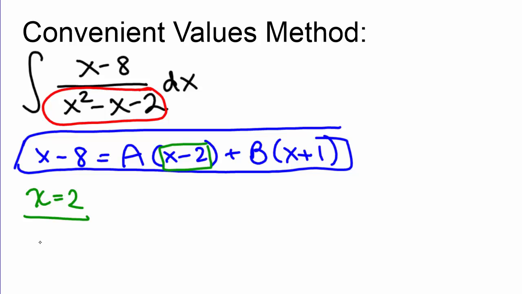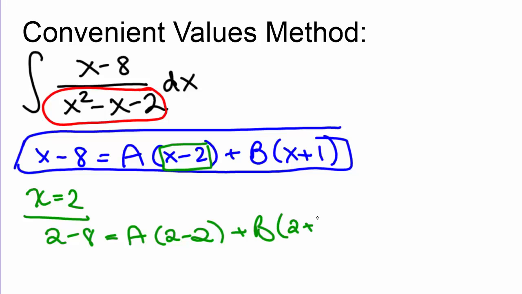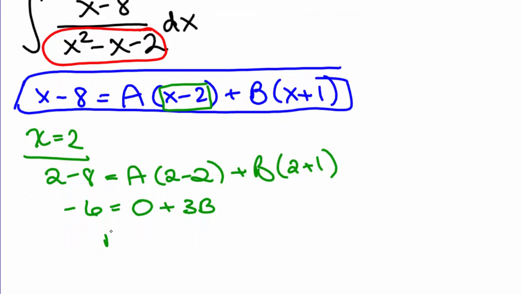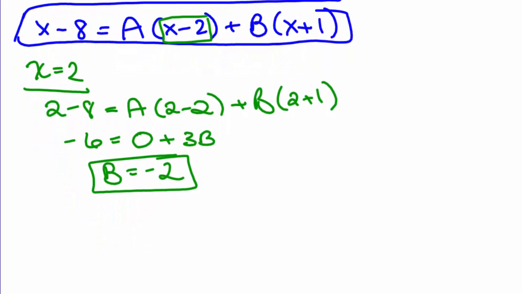That means we get 2 minus 8 equals a times 2 minus 2 plus b times 2 plus 1. This gives us negative 6 equaling 0 plus 3b. Notice then that we can very quickly solve for b. b is equal to negative 2, which is the same thing we got before. What would be another convenient value for x?